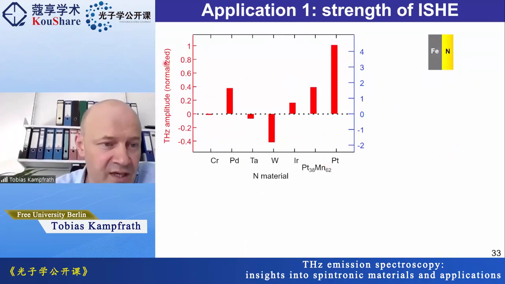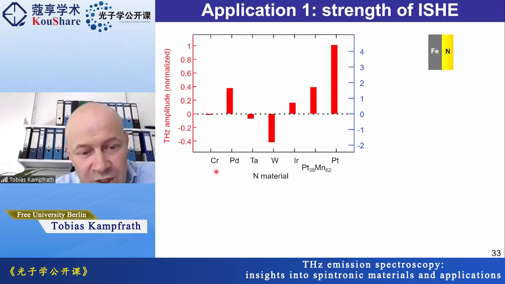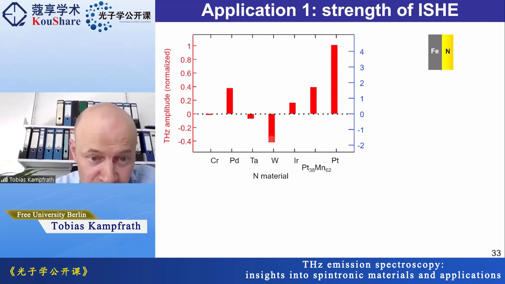So what you have here is the terahertz amplitude as a function of the material of the cap layer, N. So for example, chromium, palladium has a large amplitude, tantalum small again, tungsten pretty big but negative, and then platinum has the biggest terahertz emission amplitude, but in the opposite direction to tungsten.